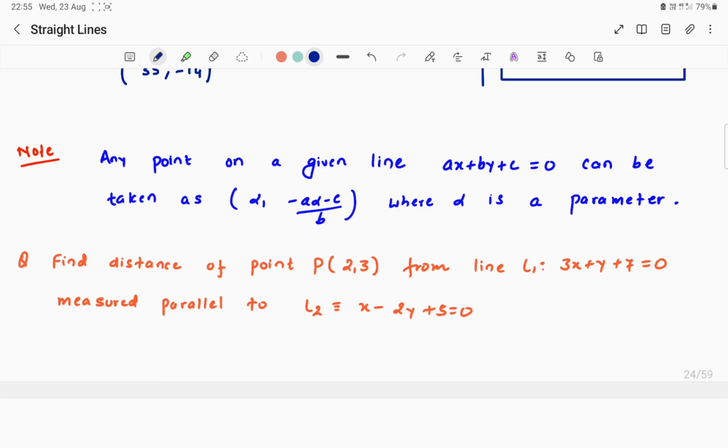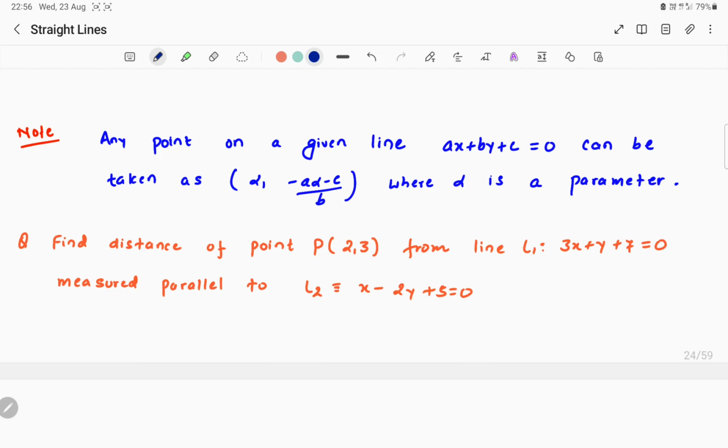Now any general point on this line, ax plus by plus c, can be taken as what? You take the x coordinate as alpha. So what is the y coordinate? You find y in terms of a, b, c and alpha. So by is equal to minus a alpha minus c, so y is minus a alpha minus c by b. That's how any coordinates can be taken in that shape. Okay.